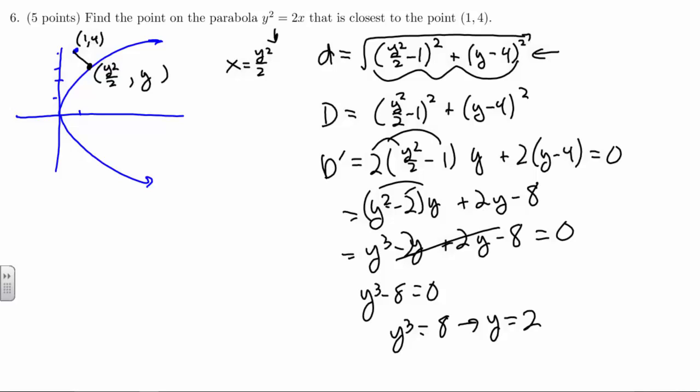So we found the y value, and then we plug that y value back into here, and we get 2 squared over 2, or the point (2, 2).